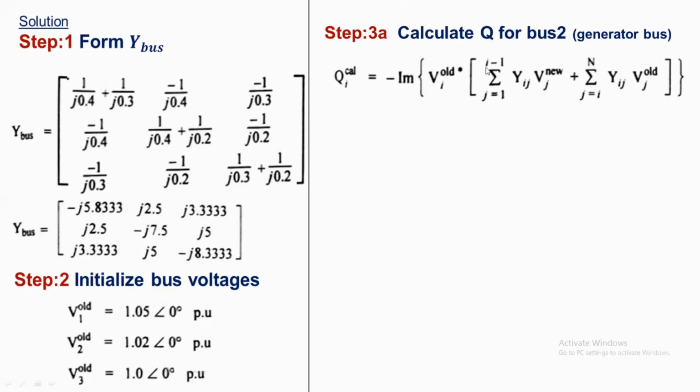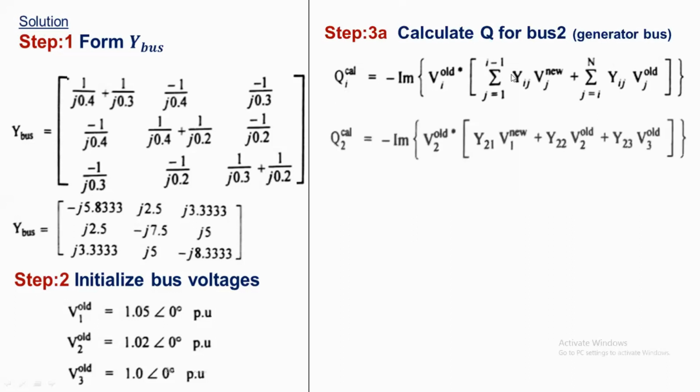Then here i is 2. The second bus is the generator bus. Now in this formula, substitute i equal to 2. Therefore, Q2 calculated is equal to minus imaginary part of V2 old star, then expand the summation term. You get V2 old star [Y21 V1 new + Y22 V2 old + Y23 V3 old].